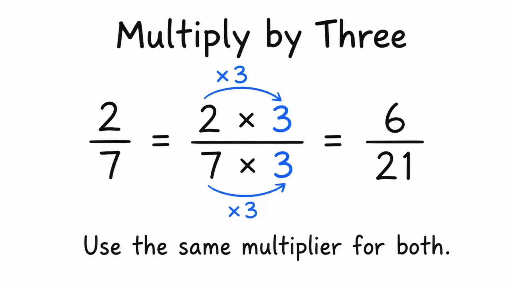We don't always have to multiply by 2. We can multiply by any whole number, as long as we use the same number for the numerator and denominator. Here, we'll multiply both parts of 2/7 by 3. 2 times 3 is 6, and 7 times 3 is 21. Therefore, 2/7 is equivalent to 6/21.